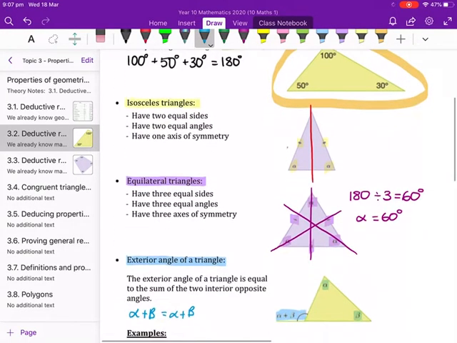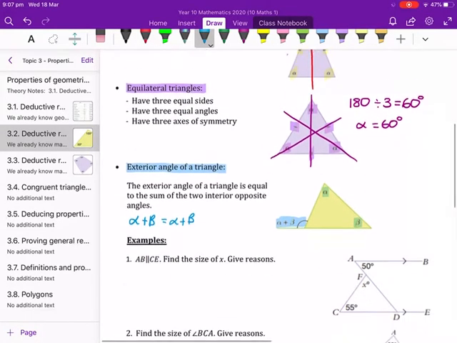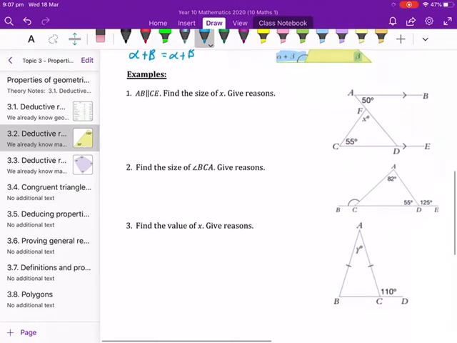So we are going to use the angle sum of a triangle, the properties of an isosceles triangle, the properties of equilateral triangles, and the exterior angle of a triangle, plus what we know about angles and parallel lines to solve these examples and to do exercise 301B from our textbook.